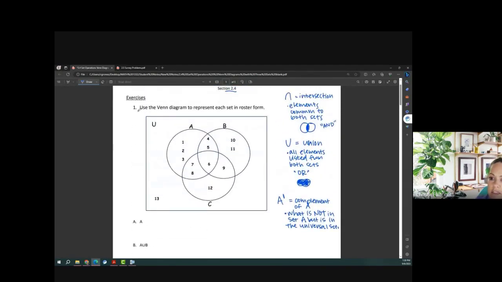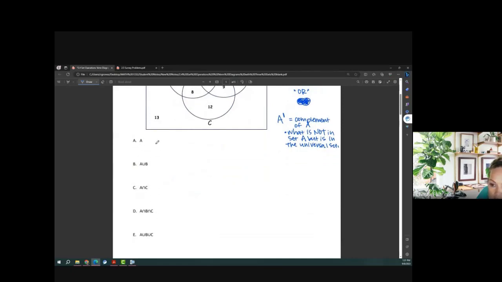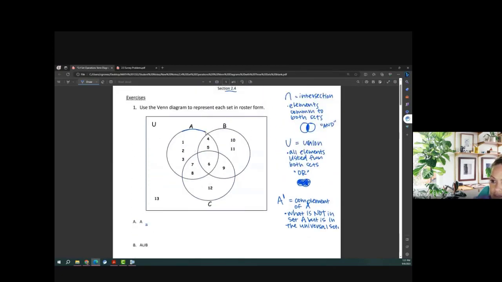So exercise 1 says to use the Venn diagram to represent each set in roster form. And then they give us the Venn diagram with 3 sets, A, B, and C. And then our universal set is everything inside of the box. So they want us to list these sets in roster form. So we're starting with the set A. Set A is going to be everything that is inside of the circle A. And remember, Pearson, they want you to list the elements in ascending order. So it would be in order 1, 2, 3, 4, 5, 6, 7, and 8.